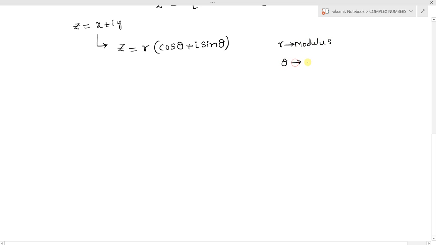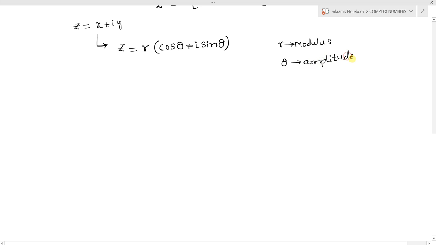Again, z equals r times cos theta plus i sin theta. The given complex number x plus iy can also be represented as r times cos theta plus i sin theta, where r is the modulus of the complex number and theta is the amplitude of the complex number.